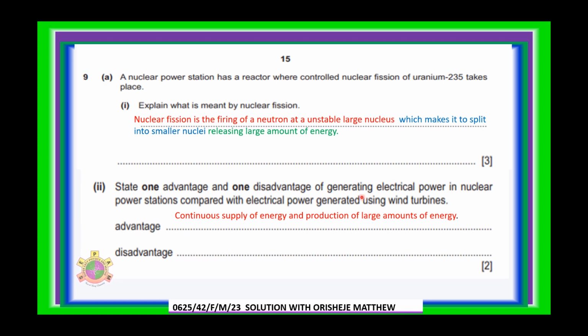Okay. Then it does not affect the weather, and it does not depend on the strength of the wind. So that is the advantage of nuclear power over wind turbine. Now, what is the disadvantage of nuclear power?